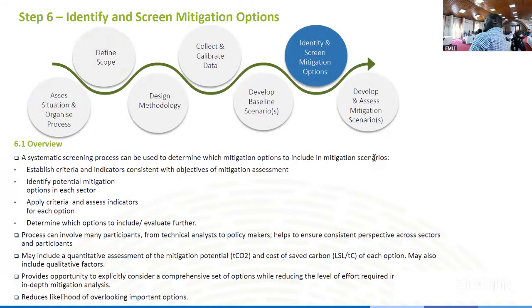So after you have developed your baseline scenario, the next step is to identify a host of mitigation actions and then screen them. I remember the earlier speaker talking about multi-criteria assessment. This is a snapshot of that. Basically, you're doing systematic screening to determine which options will be included in your mitigation scenarios. So you want to establish criteria, certain indicators that you use, for example, for each of these sectors.